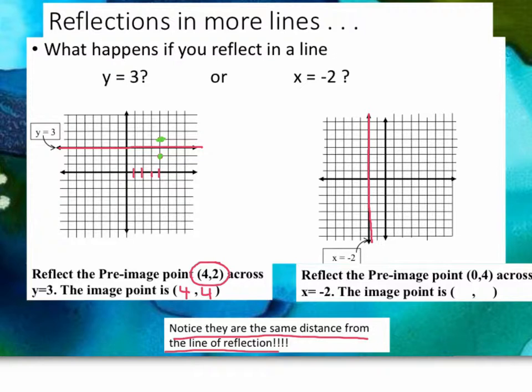And so we're going to reflect the point 0, 4. So 0, 4, 1, 2, 3, 4 is here. Reflect that across x equals negative 2. It's 2 distance away from the line, so it will maintain 2 distance away from the line. And that's our new point, and our new point is at negative 4, 4. Notice that they are the same distance from the line of reflection. So that's very important. No matter what our line of reflection is, it's always going to be equal distance, but it gets very tricky when it's a slanted line.